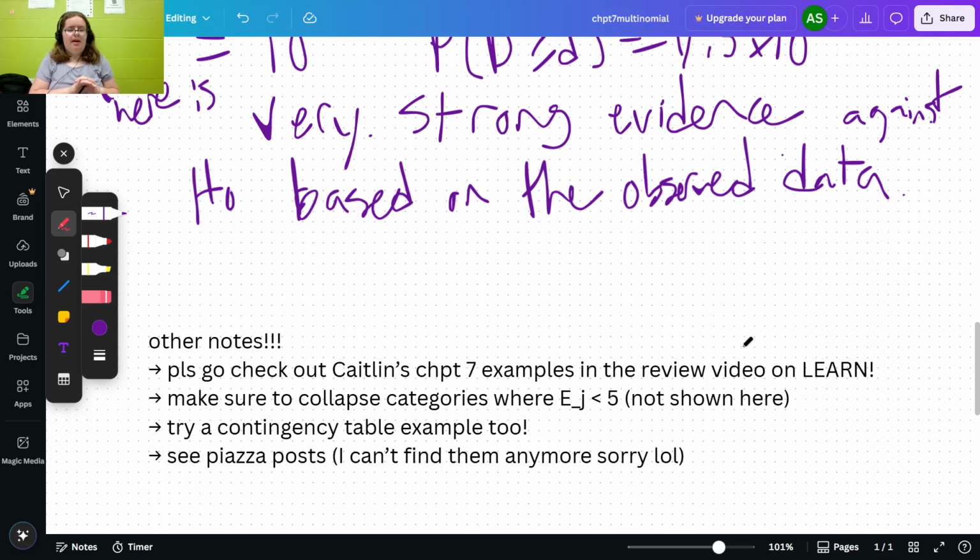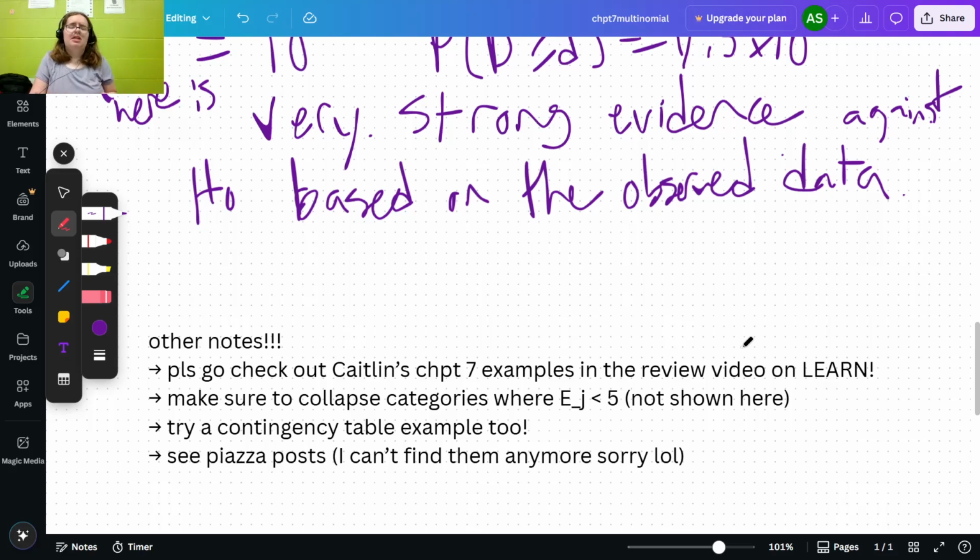And also, when you're doing other goodness of fit tests, make sure you collapse those categories when your E_j is less than 5. Again, one of Caitlin's examples shows that. I did not do that in this because my example just didn't work out that way.